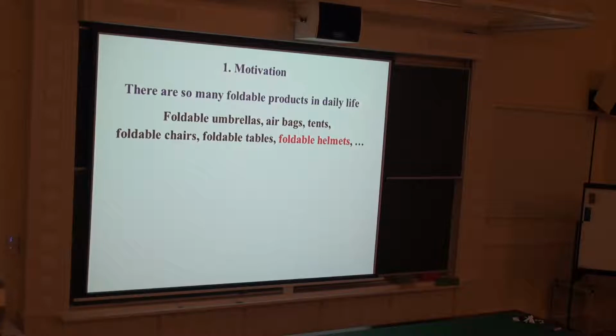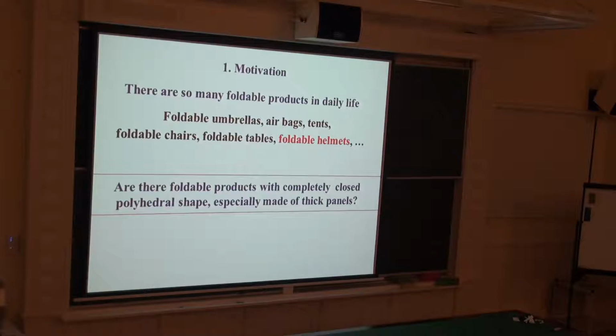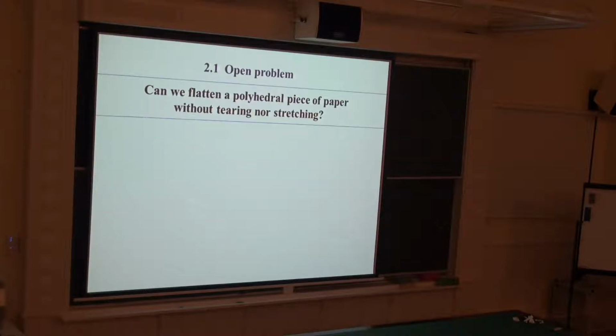Now, there are so many foldable products in our daily life. For example, foldable umbrellas, airbags in the car, tents, foldable chairs, foldable tables, and so on, and foldable helmets. I will talk about foldable helmets later. And are there foldable products with a completely closed polyhedral shape, especially made of thick panels? So this is the motivation.